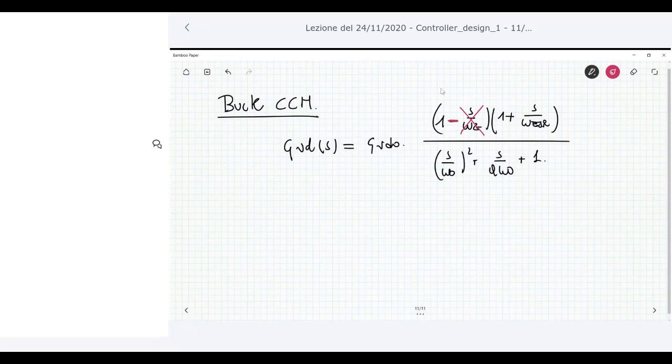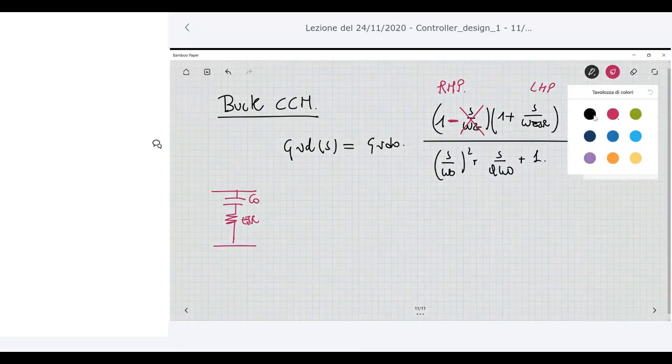As you can see, this has a minus here, so this is a right half plane zero. The buck CCM has no right half plane zero, just a left half plane zero, which depends on the ESR. The ESR is the resistance in series with the output capacitance. When the reactance of the capacitance is the same as the reactance of the ESR, we have a short, and this comes out as a zero here. Then we have two poles, which are complex conjugate poles.